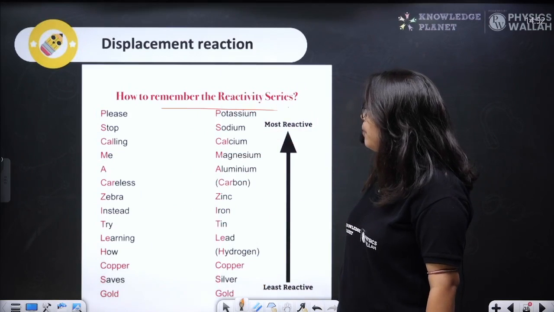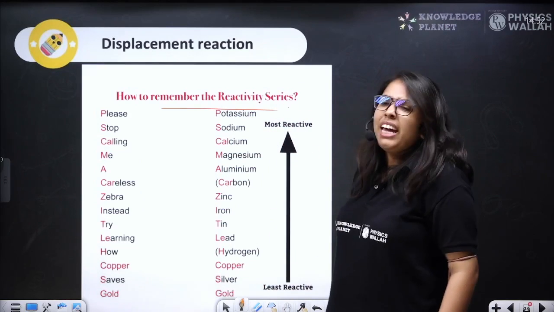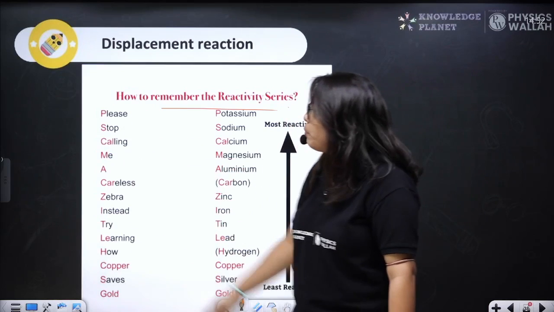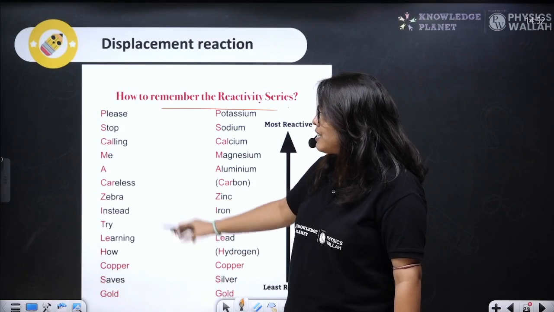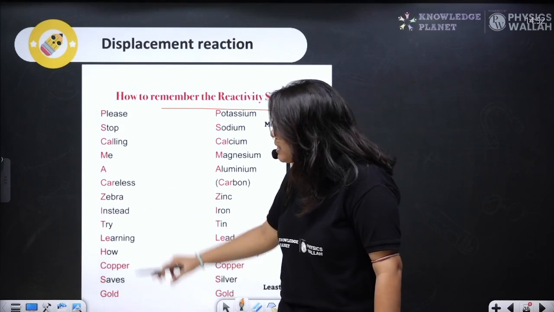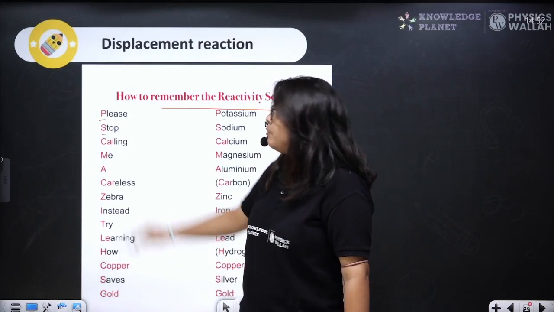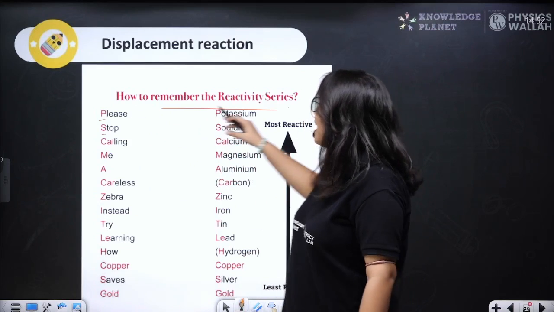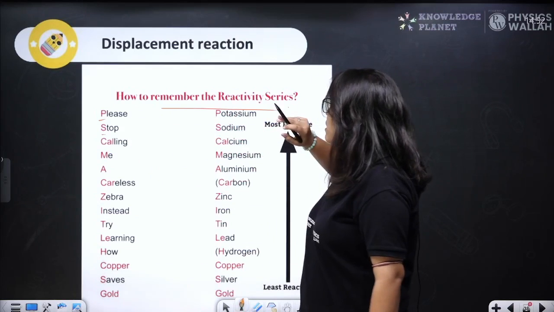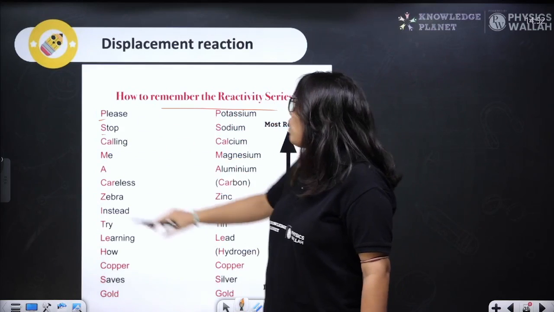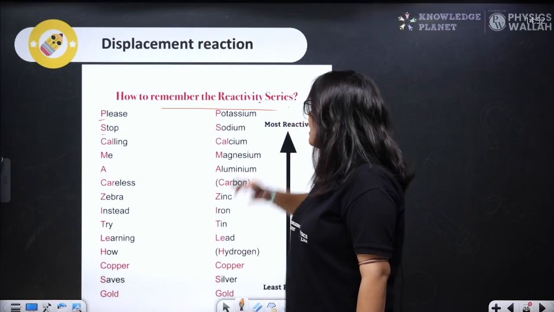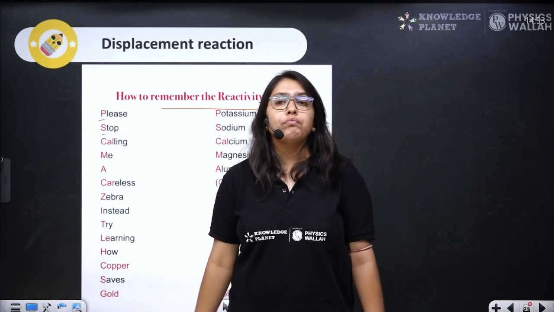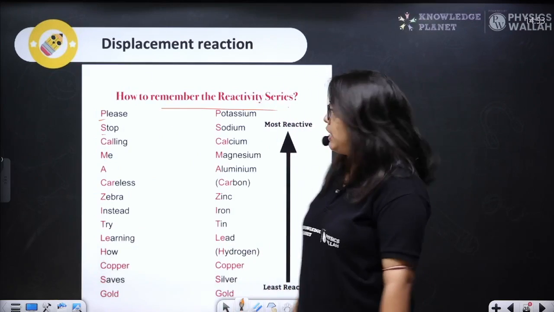And how do you remember them? Potassium, sodium, calcium, magnesium, aluminum. Instead of actually trying to remember them where you might get confused, there's a very simple mnemonic: please stop calling me a careless zebra. Instead, try learning how copper saves gold, where the very first letter is telling us about the element. The P in please stands for potassium. The S in stop stands for sodium. The CA in calling stands for calcium. The M in me stands for magnesium. The A stands for aluminium, and so on and so forth. So this is the reactivity series.